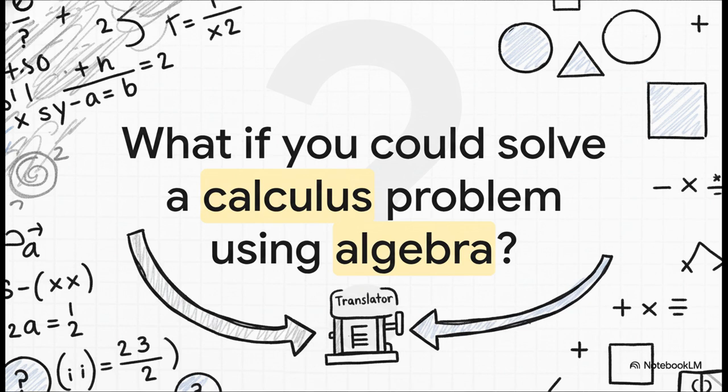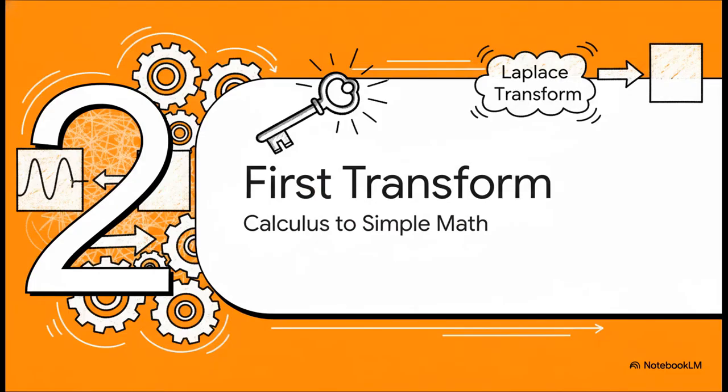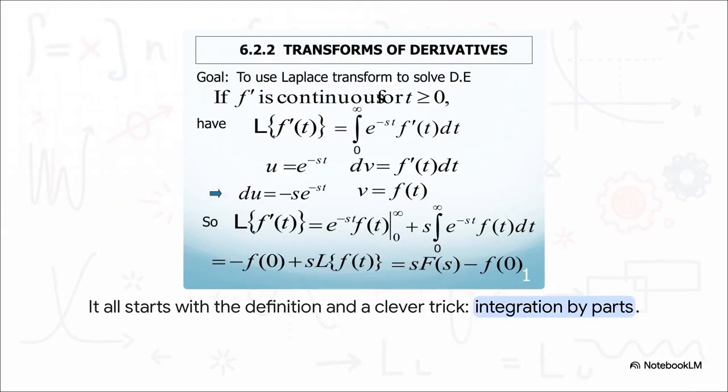It's brilliant. So how does this magic translator actually work? Well, to really get it, we're going to pop the hood and build the most important piece from scratch, the transform of a derivative. This little piece of machinery is the key that unlocks this entire process. Okay, so it all kicks off with the formal definition, which, yeah, it looks like a pretty intimidating integral. But here's the thing. To crack it open, we use a classic trick from our calculus toolbox, integration by parts. This lets us break the problem down into pieces we can actually work with.